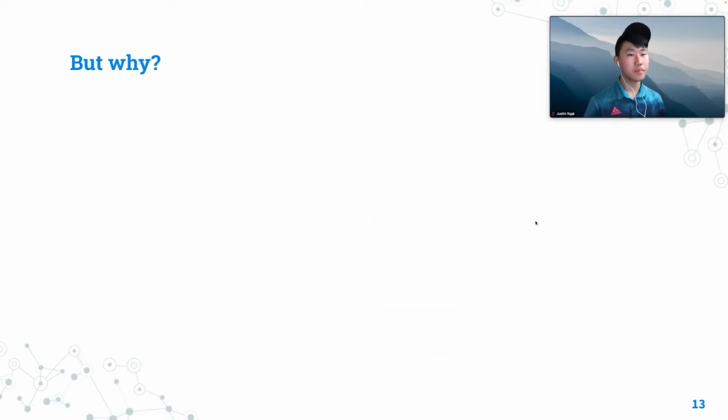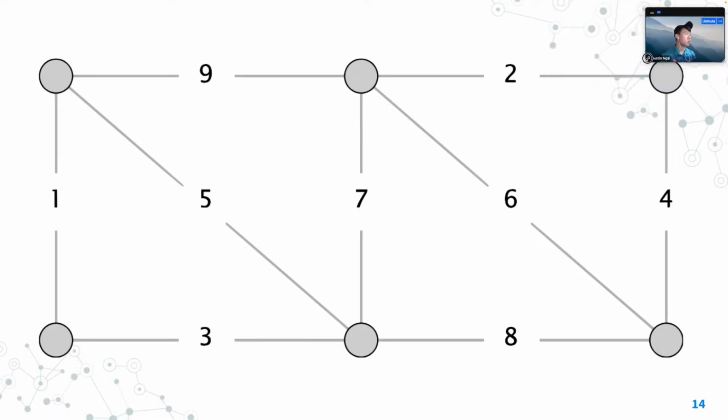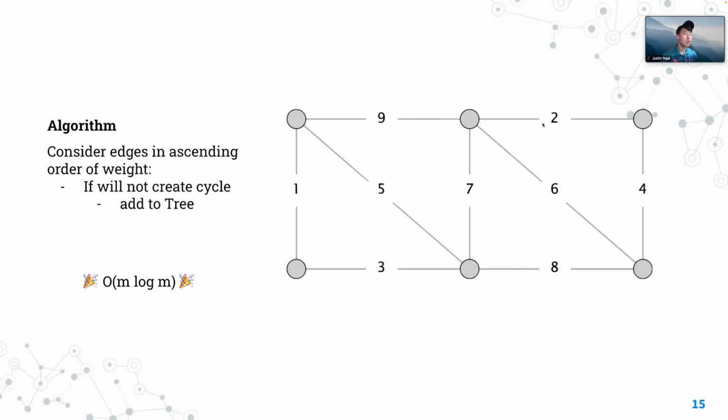Cool. So now let's move on to the why. Why are we learning about this? Let's motivate this using this quick example of a graph, and say we're trying to find the minimum spanning tree. In class, we learned about this algorithm called Kruskal's. Kruskal's algorithm is a greedy algorithm that helps us find a minimum spanning tree on a graph. The algorithm we learned in class runs in m log m time, where m is the number of edges in our graph.